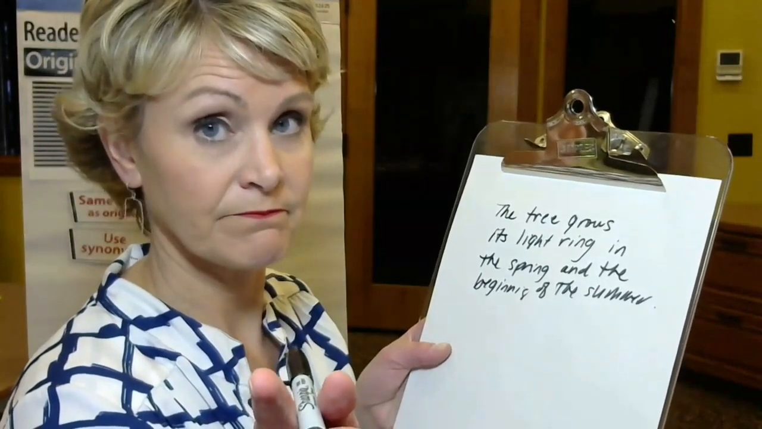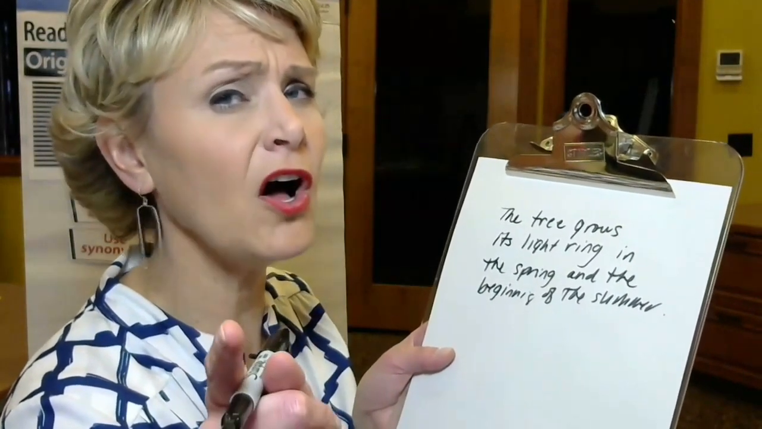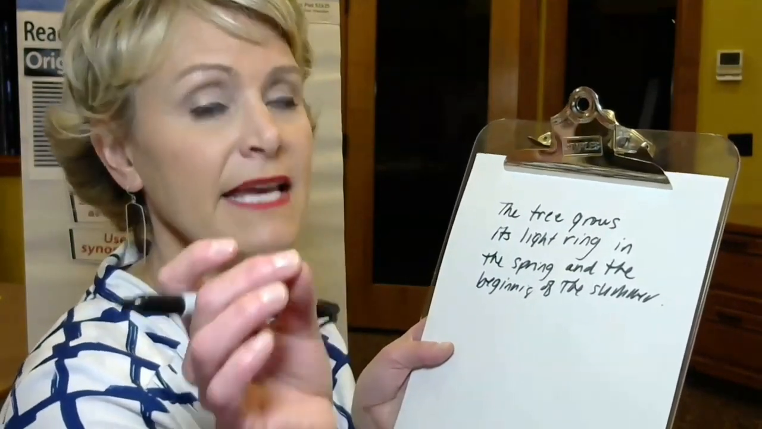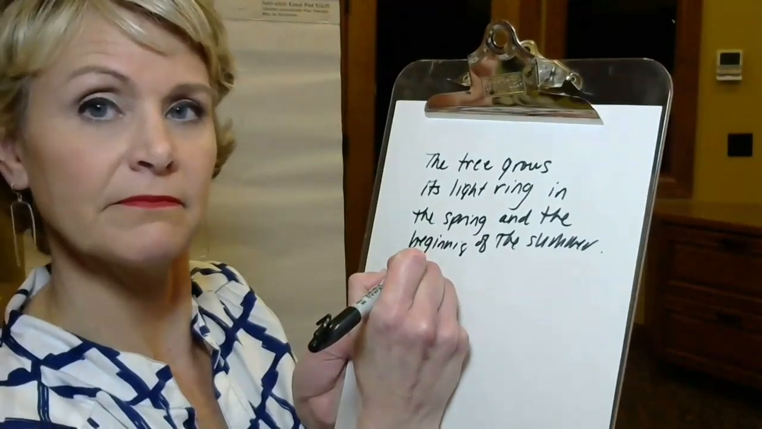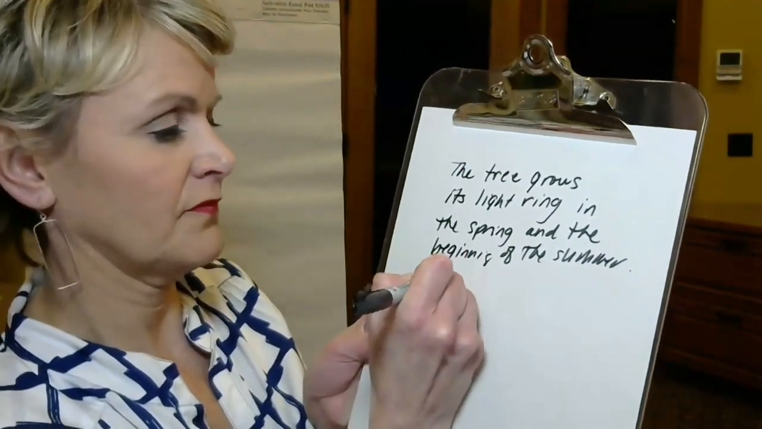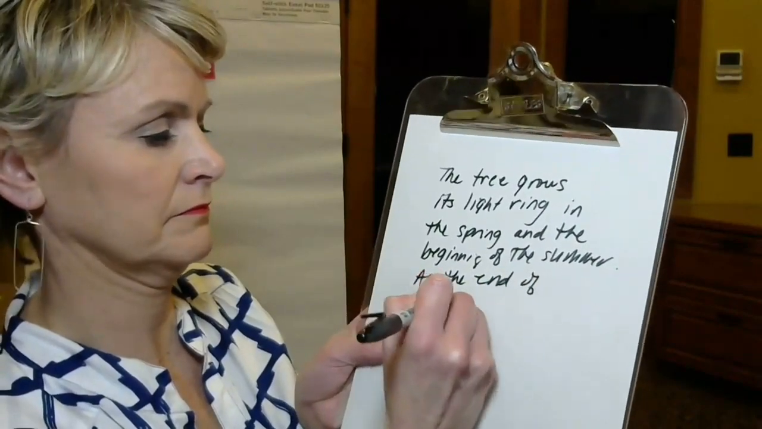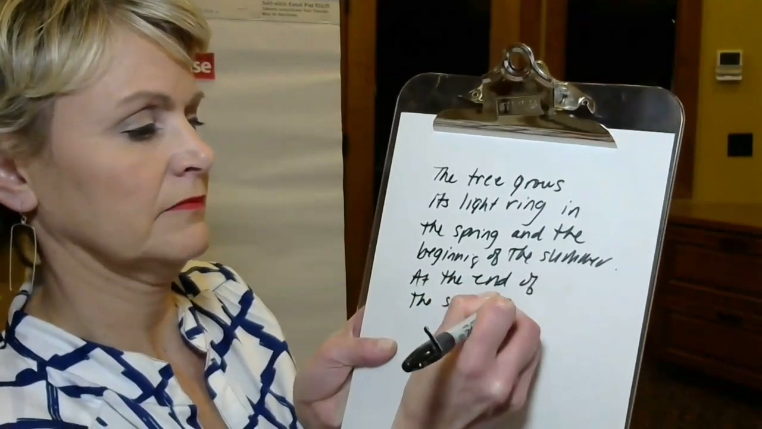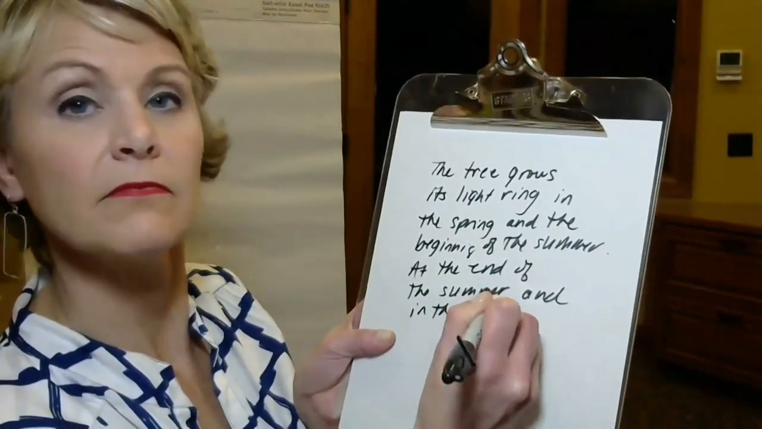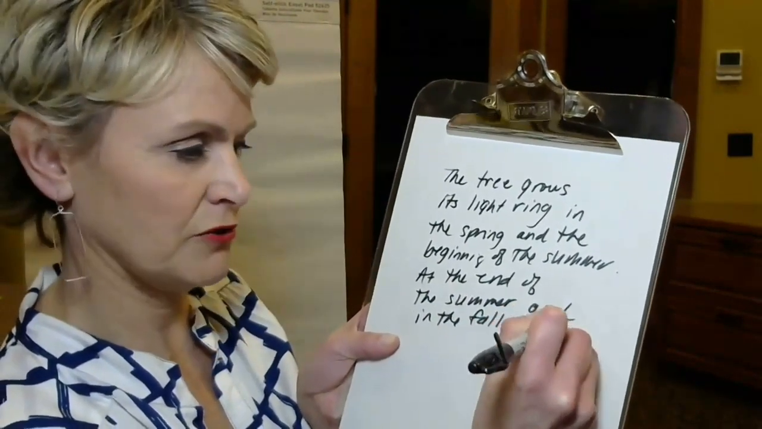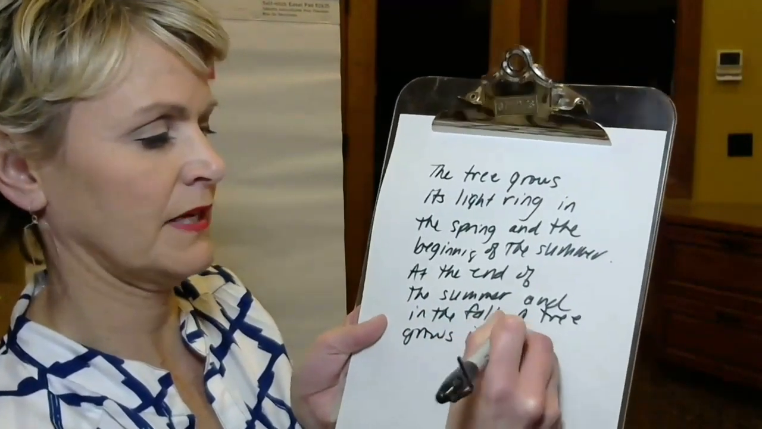The dark ring. What do you know about the dark ring? It's in the fall. Not just the fall, before the fall, the end of the summer. Okay, how are we going to say that? At the end of the summer and in the fall, a tree grows its dark ring. Got it.